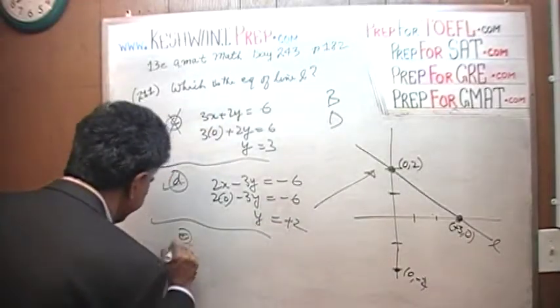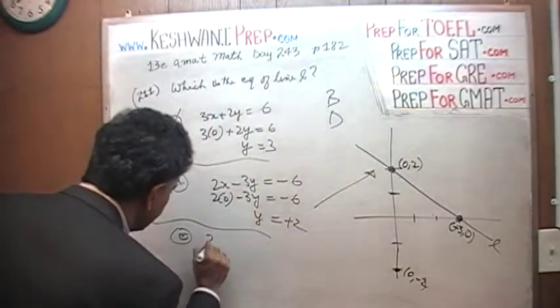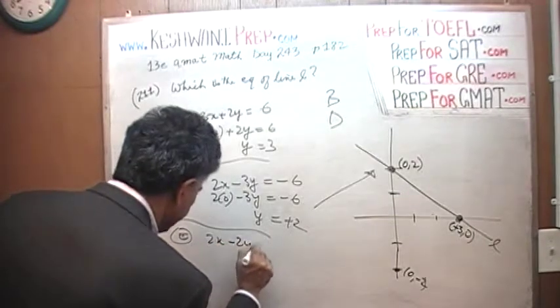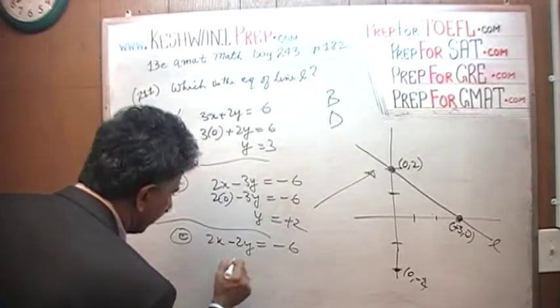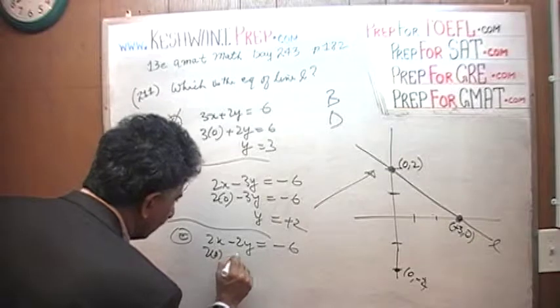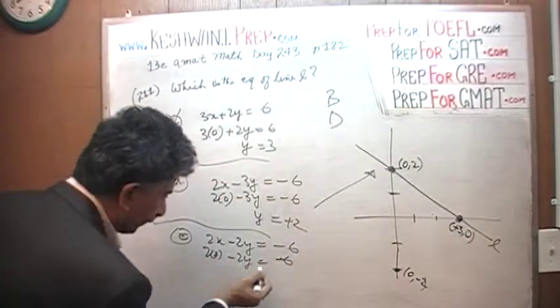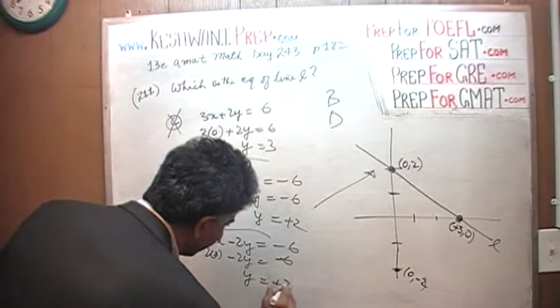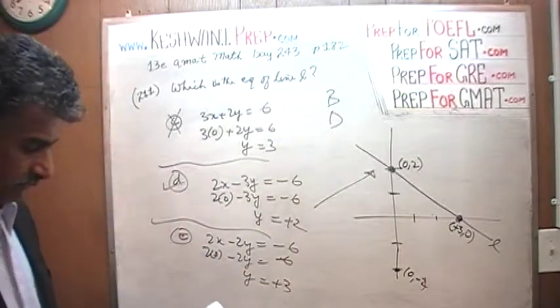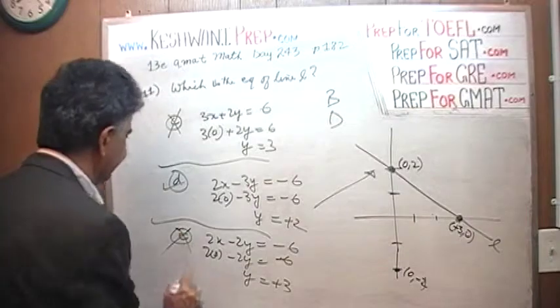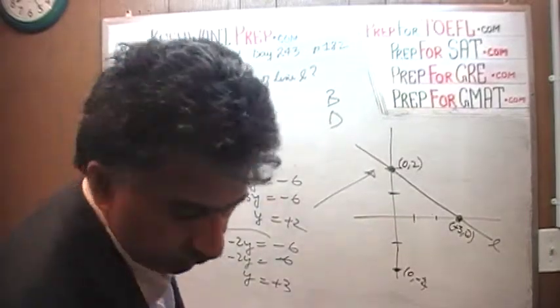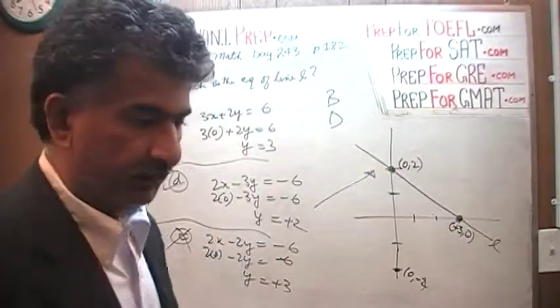Let's look at E. E says 2x minus 2y equals negative 6. That will give us, when x is equal to 0, negative 2y equals negative 6, which will give us y equals positive 3. The y-intercept is not positive 3. The answer is not E. So it's either B or D. So we eliminated 3 answer choices just by looking at the y-intercept.